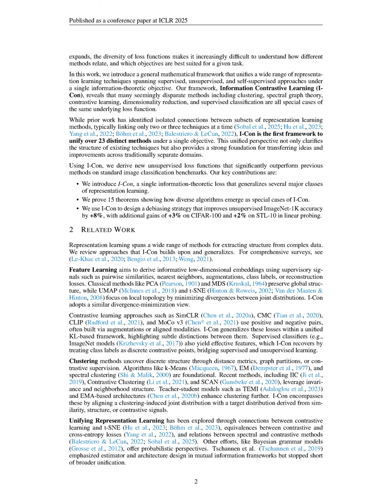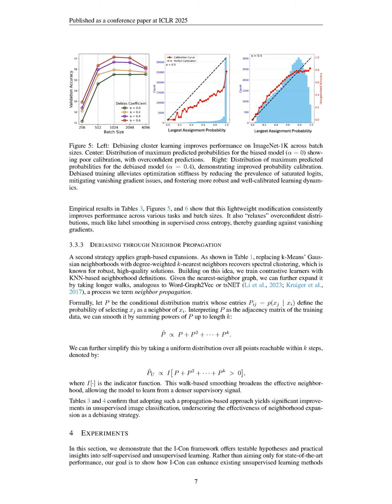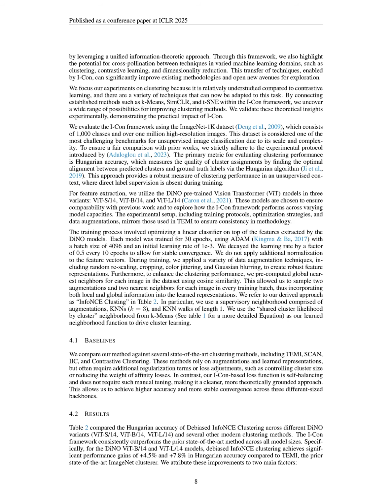This unification allows for the derivation of new unsupervised loss functions that significantly outperform previous methods, as evidenced by an 8% improvement in unsupervised ImageNet 1K accuracy and additional gains on CIFAR 100 and STL 10. Secondly, ICON's self-balancing loss function eliminates the need for manual tuning of regularization parameters, leading to more robust and accurate clustering results. Lastly, the framework's ability to incorporate insights from contrastive learning into clustering methods enhances performance on complex datasets, demonstrating its effectiveness in improving existing methodologies.